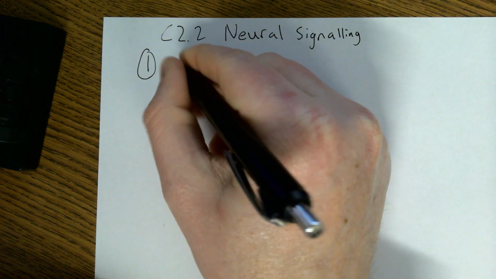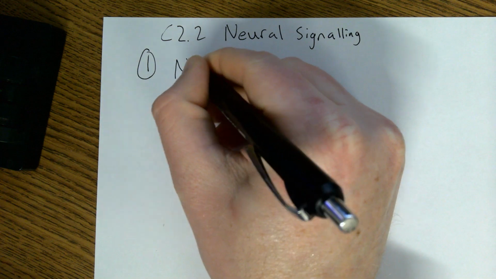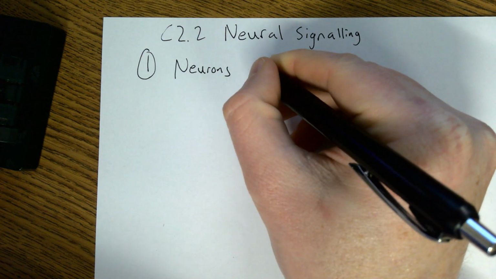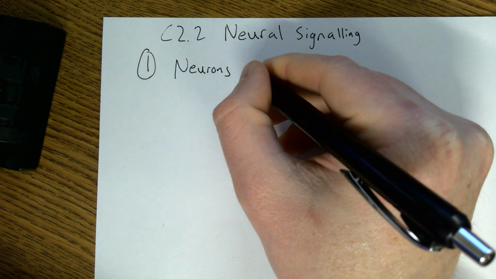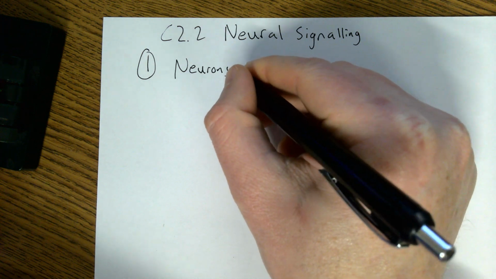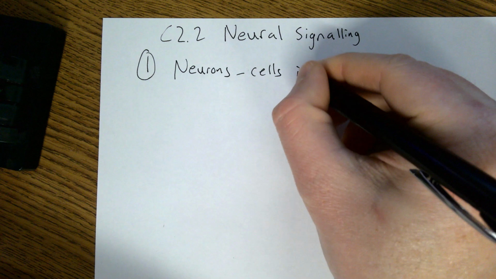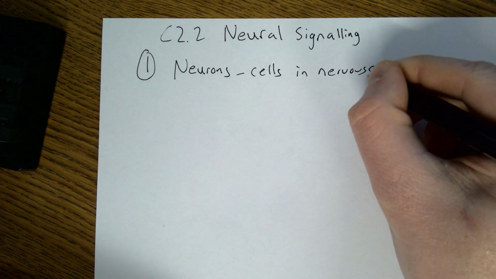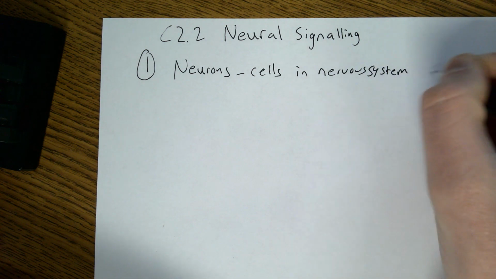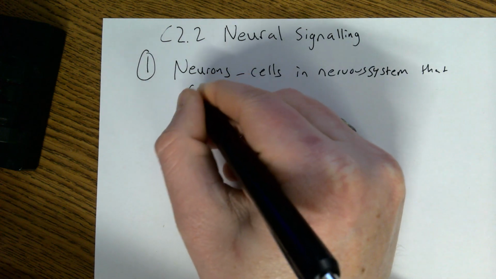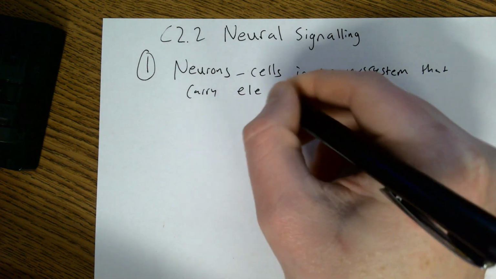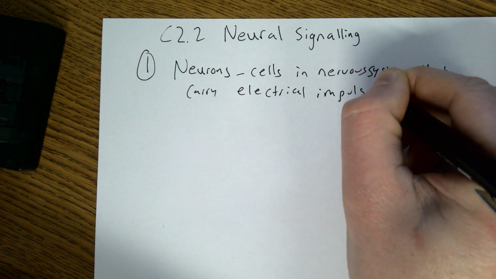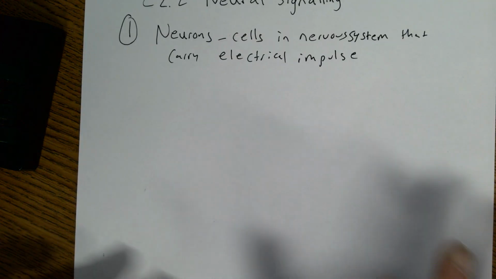Standard 1. Neurons. What is a neuron? That's a great question. Neurons are nerve cells that carry electrical impulses. So they're cells in the nervous system that carry electrical impulses. An electrical impulse is like a difference in voltage. That's going to be really important as we go throughout this unit.